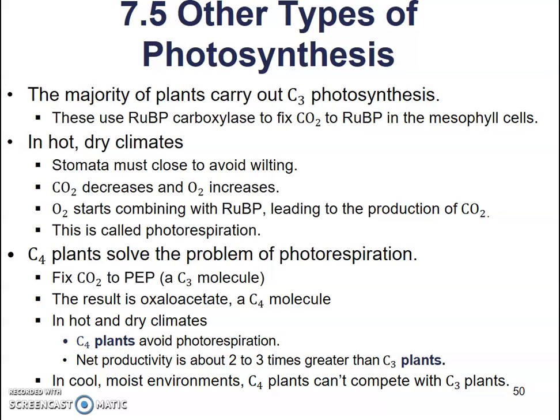C4 plants solve the problem of photorespiration. They fix CO2 into PEP, which is a C3 molecule. The result is oxaloacetate, a C4 molecule. And in hot, dry climates, C4 plants avoid photorespiration. The net productivity is 2 to 3 times greater than C3 plants. In cool, moist environments, C4 plants can't compete with C3 plants, though, because they are adapted to survive in hot, dry climates.